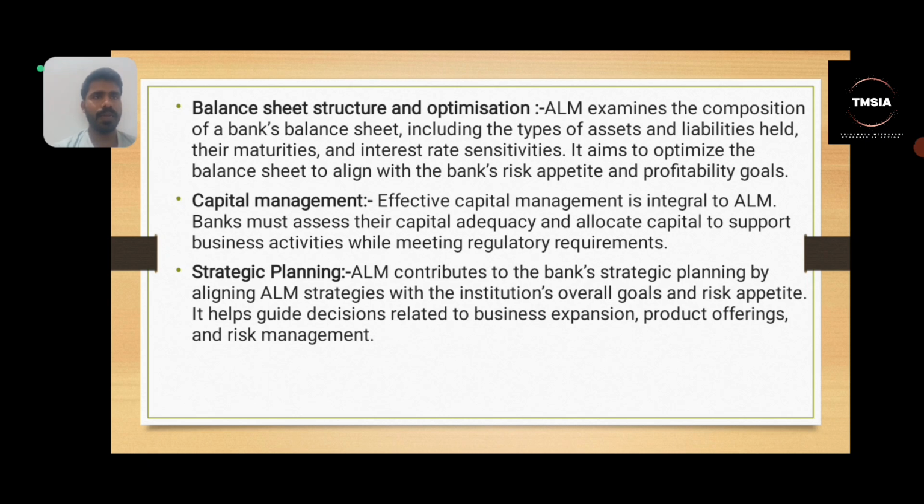Next point is balance sheet structure and optimization. Asset liability management examines the composition of a bank's balance sheet, including the types of assets and liabilities held, maturities, and interest rate sensitivities. It aims to optimize the balance sheet to align with the bank's risk appetite and profitability goals.